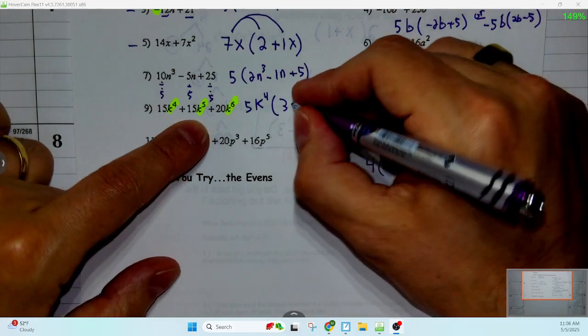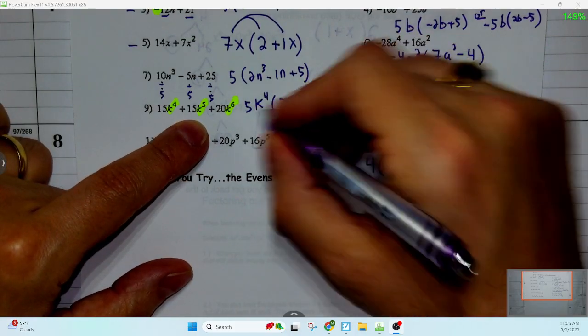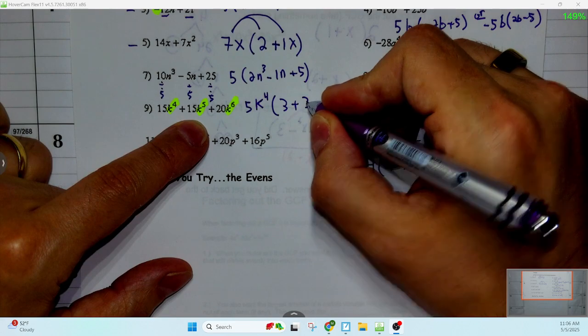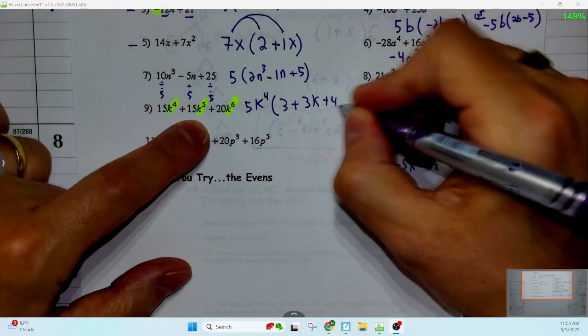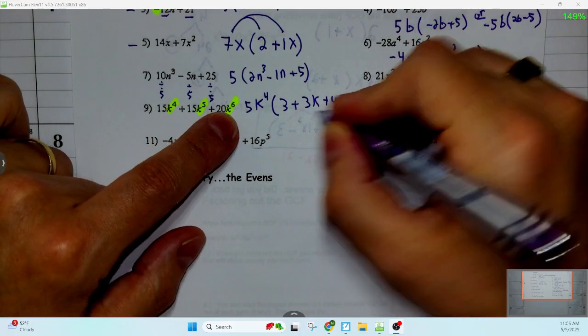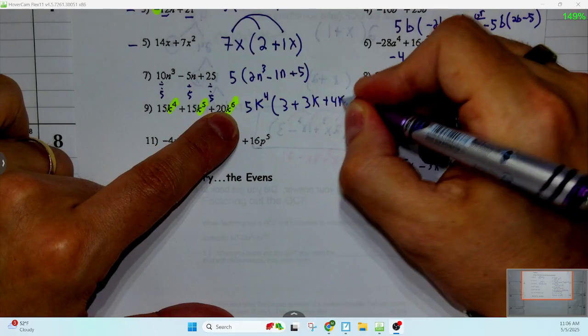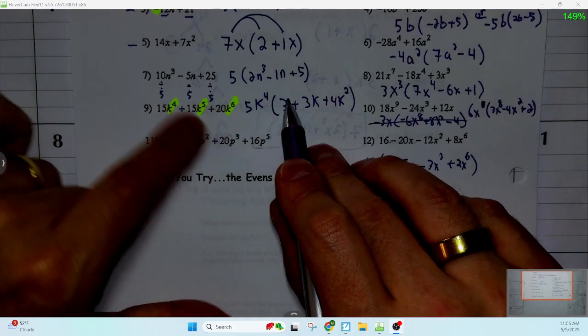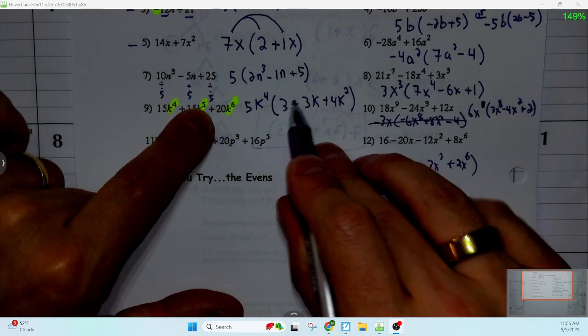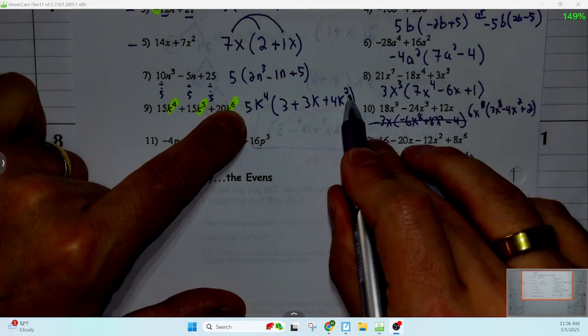He is going to have 1 k left, so he's going to be 3 times 5 is 15. K to the 4th times k is k to the 5th. And 4 times 5 is 20. K to the 6th, well, k to the 4th times k to the 2nd. So we lose 4 k's from all of them. 4 minus 4 is none. 5 minus 4 is 1. 6 minus 4 is 2.